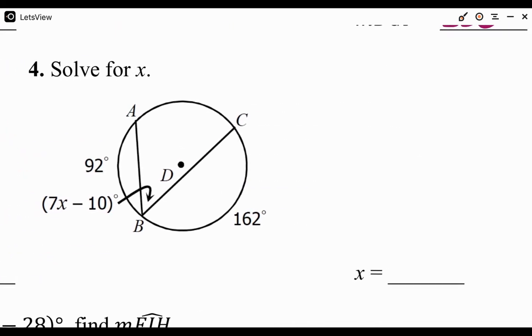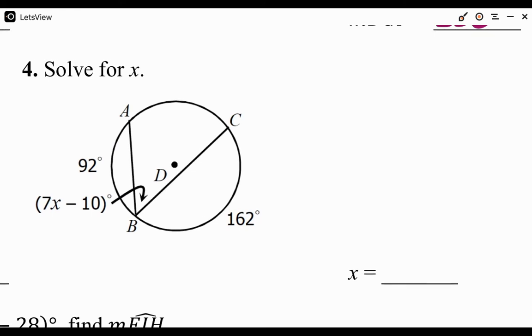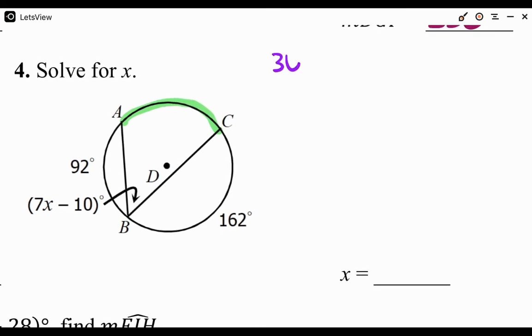Number 4, we want to solve for x. So we need to find this arc measure because we know that property. Well, we can find it because we know this is 92, this is 162. So we can do 360 minus 162 minus 92, and that will get us the degree for arc AC. So AC is 106 degrees.